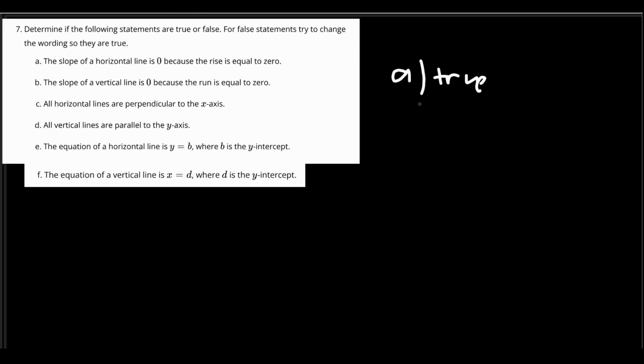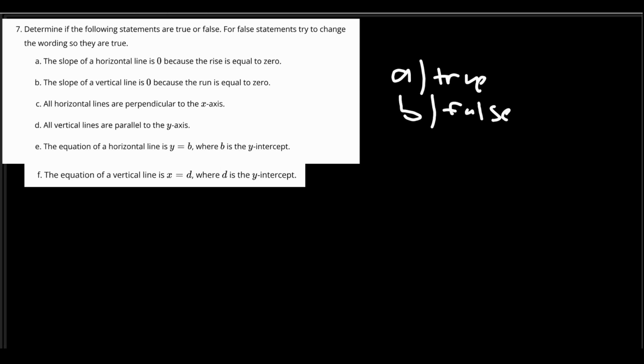For B, it says the slope of a vertical line is equal to 0 because the run is equal to 0. So we already know that the slope of a vertical line is undefined. It's not 0, but the run of a vertical line is 0 because anything over 0 is undefined. So this second part of the statement is true, but not this part. So we have to put false. So I have to correct the statement.